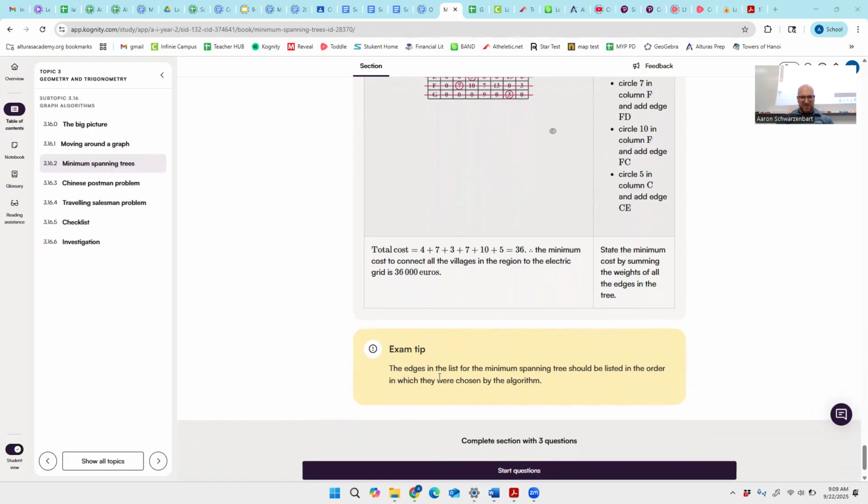Okay, for the exam, the edges in the list for the minimum spanning tree should be listed in the order in which they were chosen by the algorithm. Very important. That's the end of the lesson.